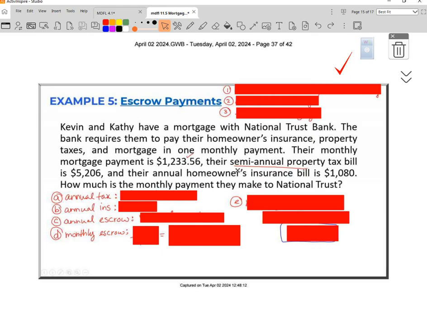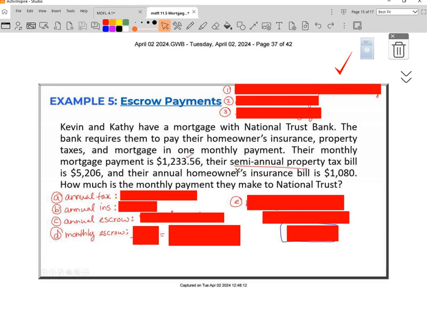We're figuring the escrow payment. We're figuring out how much money that Kevin and Kathy are going to have to pay to their bank, National Trust Bank, every month. It'll be the repayment of their loan, the monthly payment for their loan. It'll be the monthly payment for their taxes, and it'll include a monthly payment for their insurance premium. So it says the bank requires them to pay their homeowner's insurance, property taxes, and mortgage in one monthly payment. I don't think there are any exceptions to that. If you borrow money, you have to pay all those things to them. And then they distribute your money for property taxes and insurance. They want to make sure it gets done.